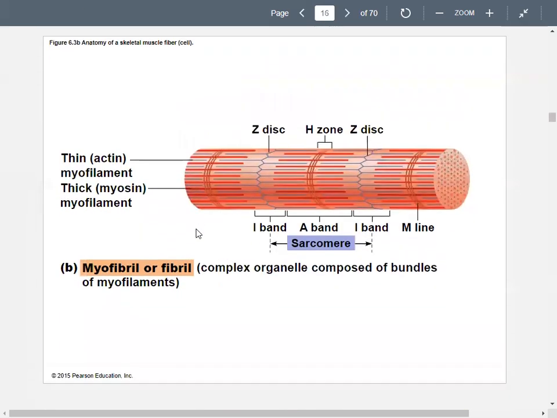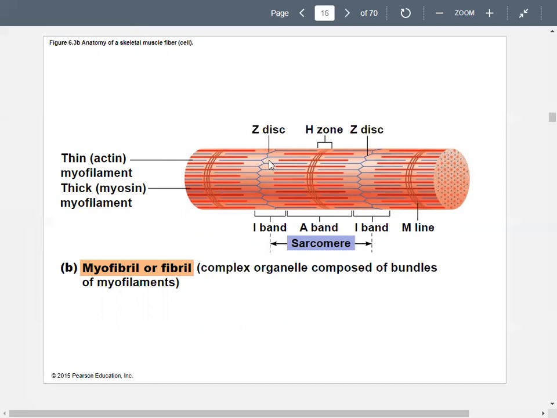All right. So this is a myofibril. You can see the thicker lines. We call those the thick filaments, made up of myosin. The thinner lines, the blue lines, we call those thin filaments, and they are made up of actin. Myosin is a thicker word, thick myosin, thin actin.